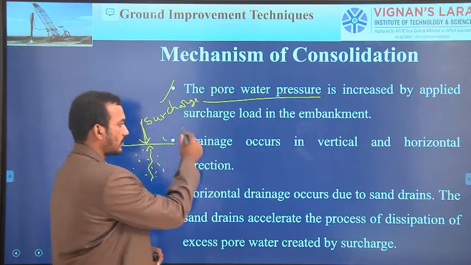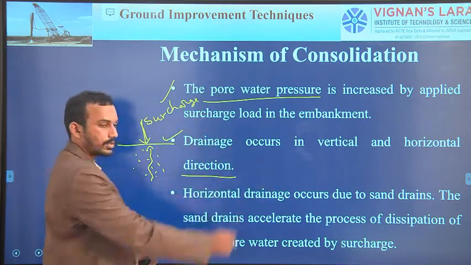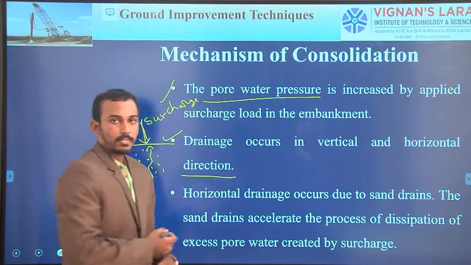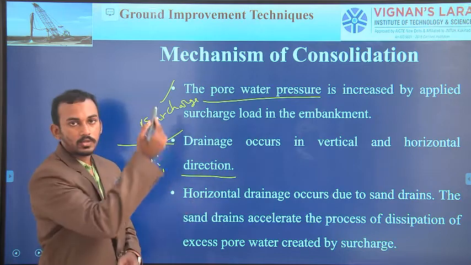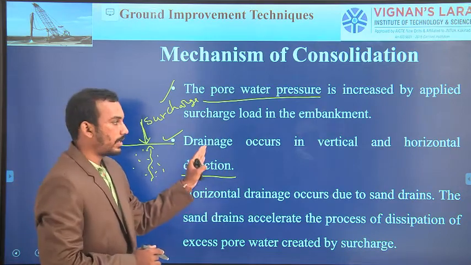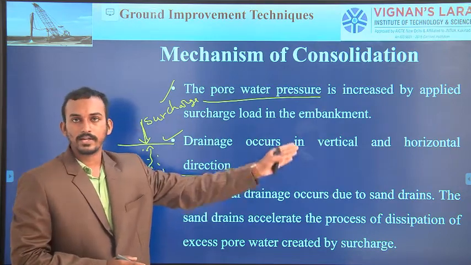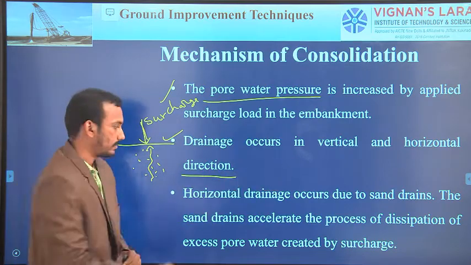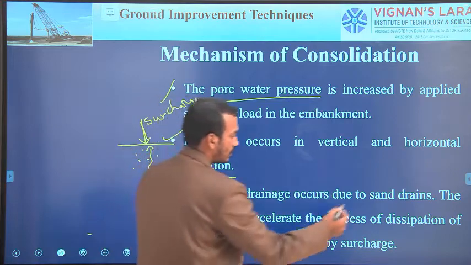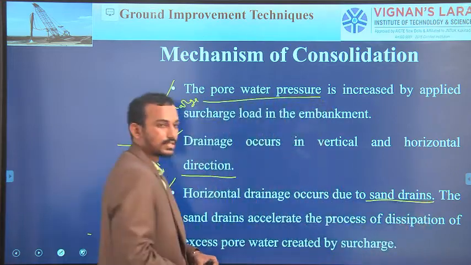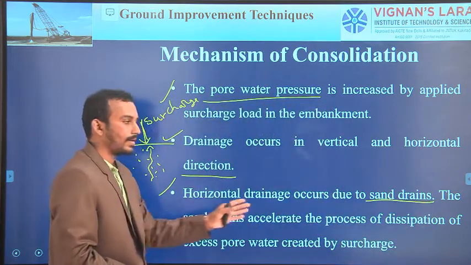Second one, drainage occurs in vertical and horizontal direction. The water passes first in the horizontal direction and reaches the sand drain. Then it moves in the upward direction. So that's why drainage is occurring in the vertical direction and in the horizontal direction. The next one is, horizontal drainage occurs due to the sand drains. As we place the sand drains, that's why the horizontal drainage is occurring.